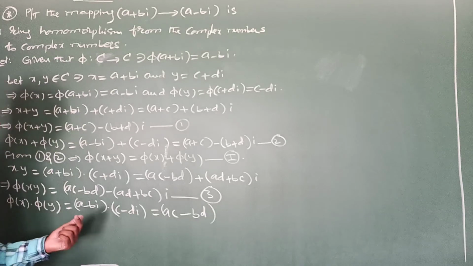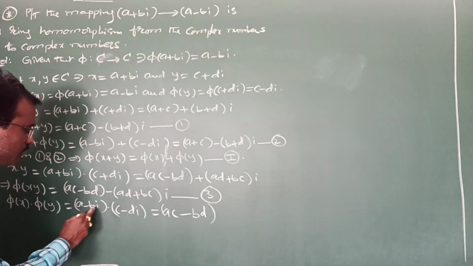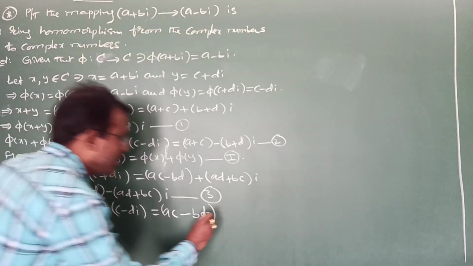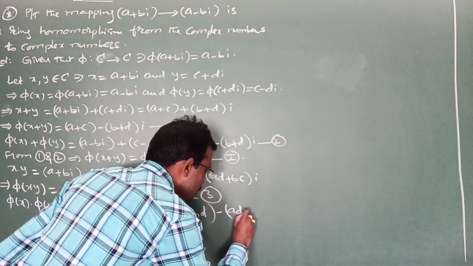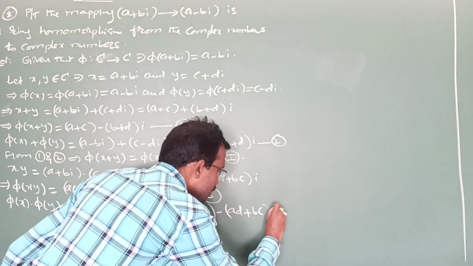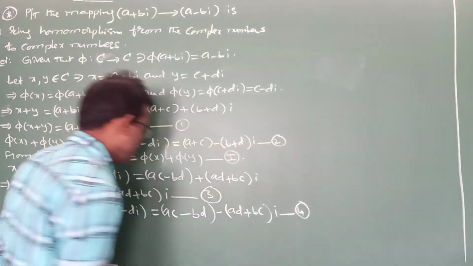Now write down the i coefficient. This into this i coefficient, this into this i coefficient, minus take common and i take outside. It should be what? ad plus bc into i. Let this be number 4, right?